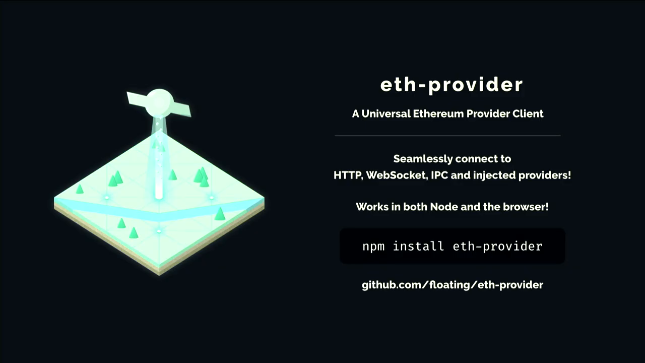So ETH Provider is a universal Ethereum provider client. It allows you to seamlessly connect to HTTP, WebSocket, IPC, and injected providers. And it works in both Node and the browser. It has some nice features like the provider fallback support and reconnection. If you want to try it out, you can npm install ETH Provider or visit github.com/floating/ETH Provider. So connecting directly to Frame is really useful for dApps when they need it.